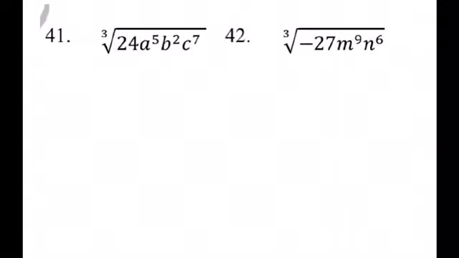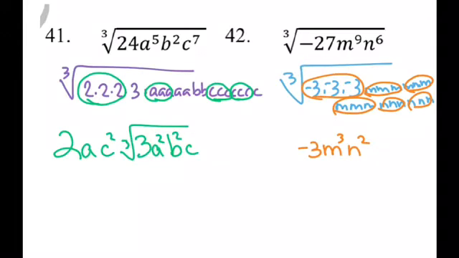Okay, a couple more. Go ahead and do these. Okay, for 41 and 42, I've got that written out, and you can see what I did. Do not forget that when you're doing a cube root, you have to put the little 3 in the radical there. If you forget to do that, then that's a square root, and that means something different.